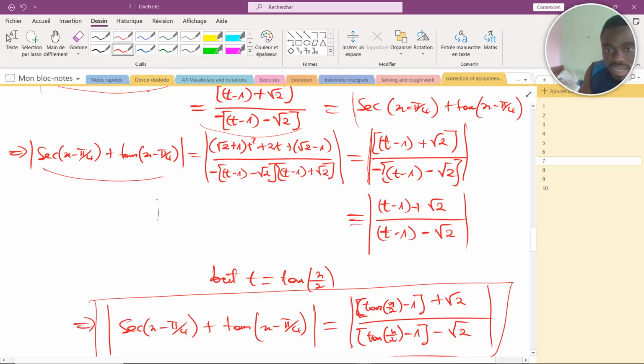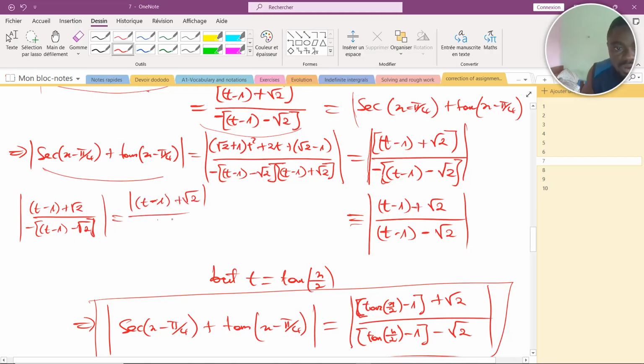Okay, this absolute value is equal to what? The absolute value of (t minus 1 plus root 2) over minus into (t minus 1 minus root 2). When I apply the properties of absolute value, it is the absolute value of t minus 1 plus root 2, all over the absolute value of minus into t minus 1 minus root 2.